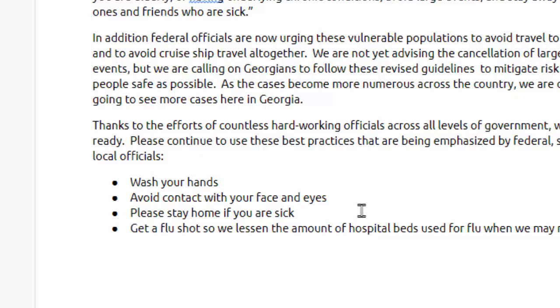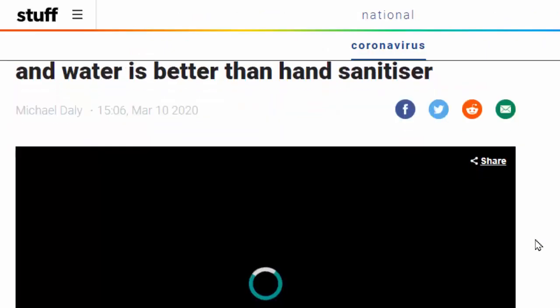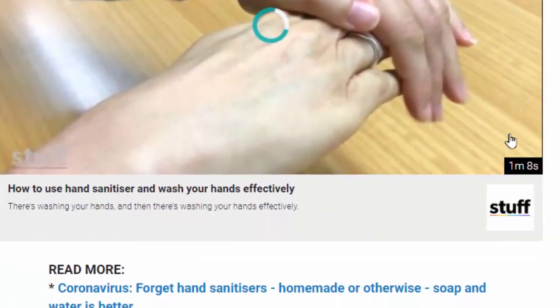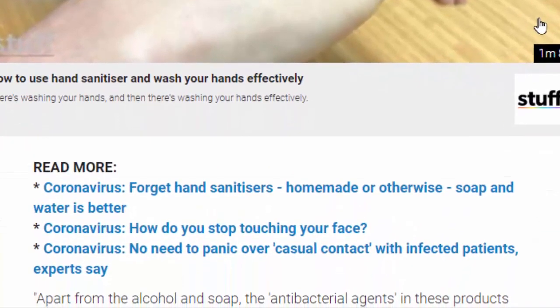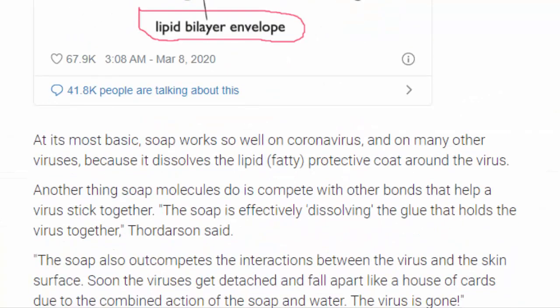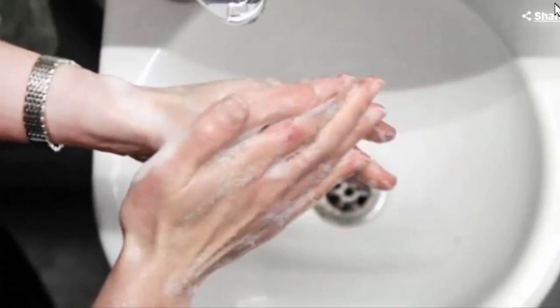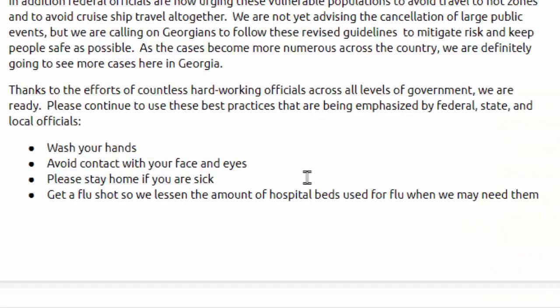Soap is absolutely wonderful against the virus. In fact, I'll link to an article on the science behind why soap in particular is so good. It's better than hand sanitizers. It's partly because of the chemistry behind soap and how it dissolves the fatty protective coat around the virus. Yeah, soap is absolutely essential, and it's cheap and it's abundant, so use it. Stay home if you're sick, particularly if you're not sure of what you have, or if you're exhibiting some of those symptoms of COVID, which remember, shortness of breath is a unique symptom.